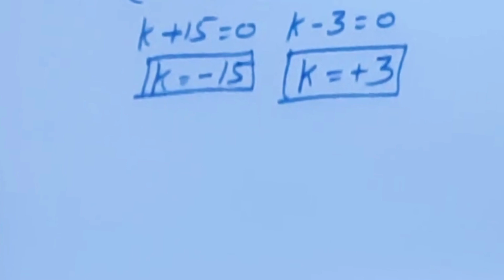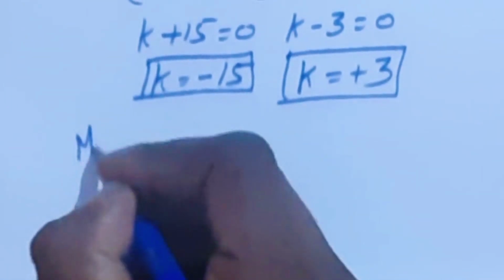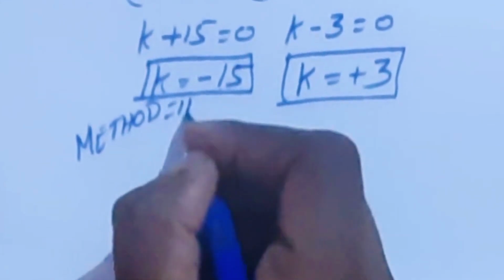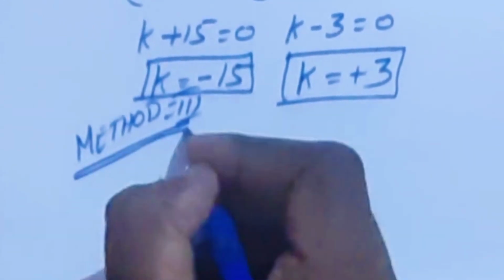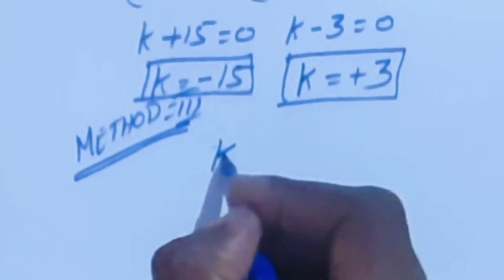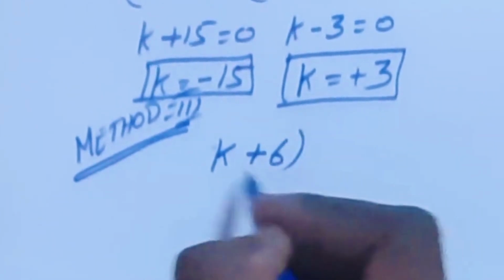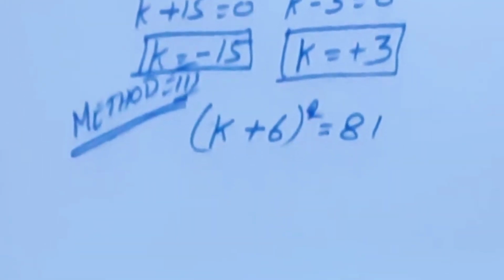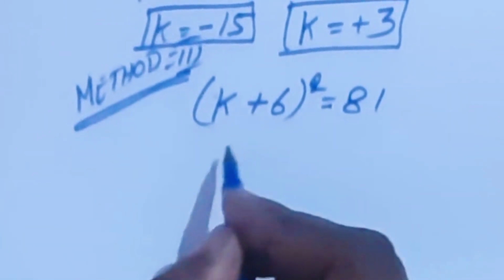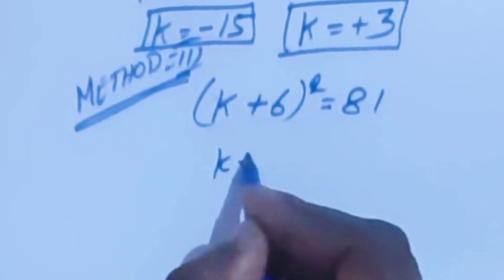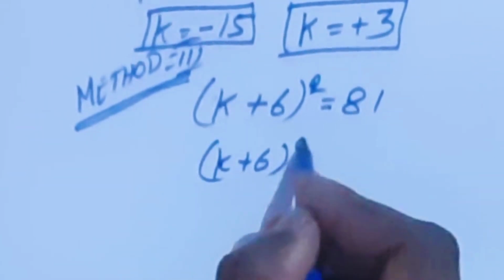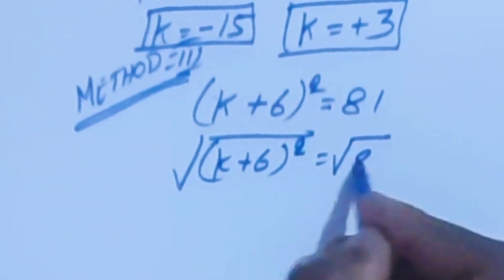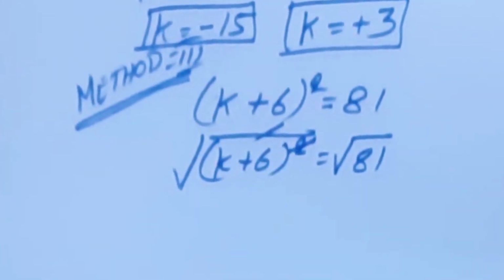Now we are going to do this in another method, method 3. Here (k + 6)^2 = 81. In this method, we are going to take the square root on both sides. So the square and square root will cancel each other.